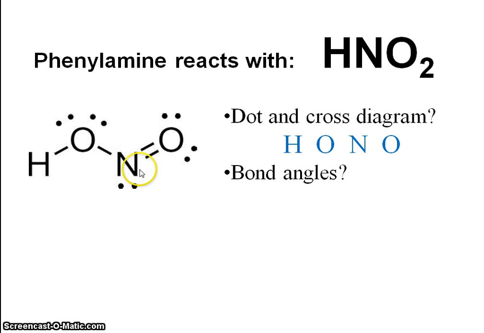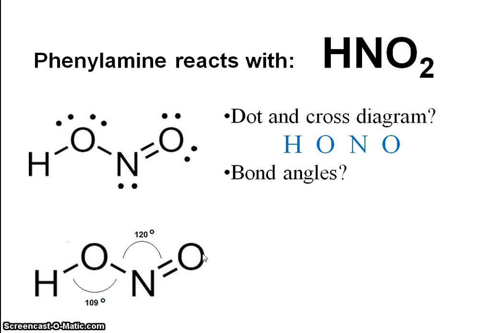This nitrogen atom has 1, 2, 3 groups of electrons around the nitrogen atom. So well done if you suggested 120 degrees. And the oxygen, as the central atom, has 4 groups of electrons, so we're expecting that bond angle to be 109.5 or close to that.